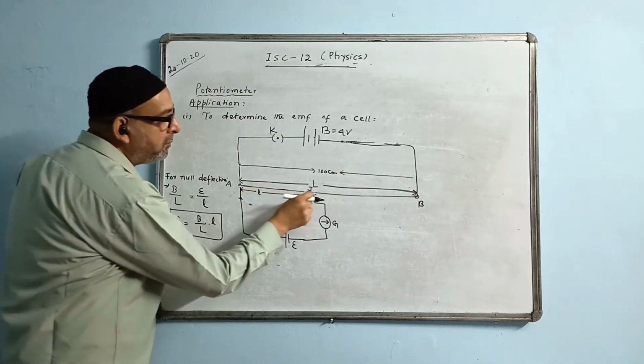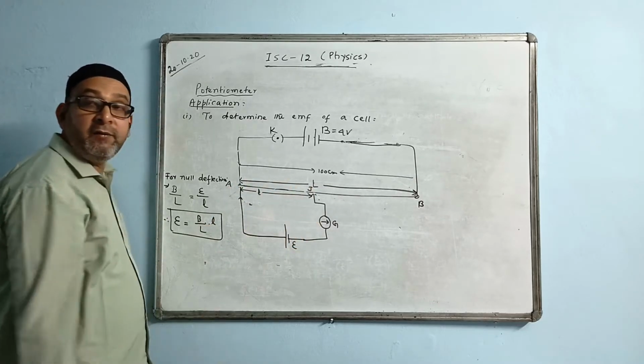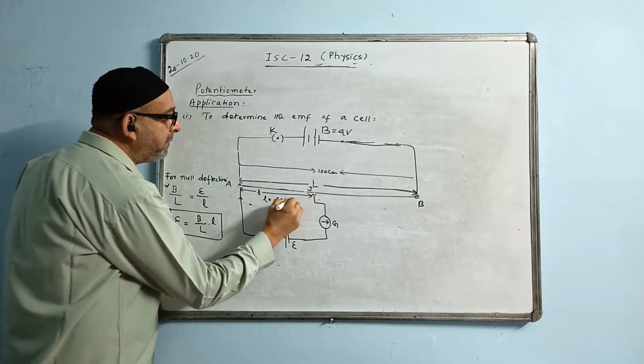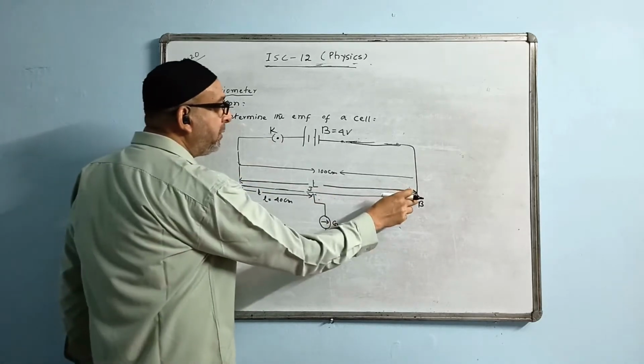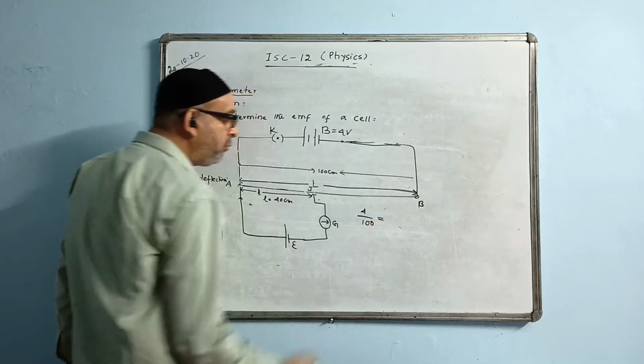And when we are sliding the jockey on the wire, the length recorded for which the null deflection takes place is 40 centimeter. What is the value of E? Can we calculate it? What is the potential gradient of this wire? The potential gradient of this wire will be 4 divided by 100.